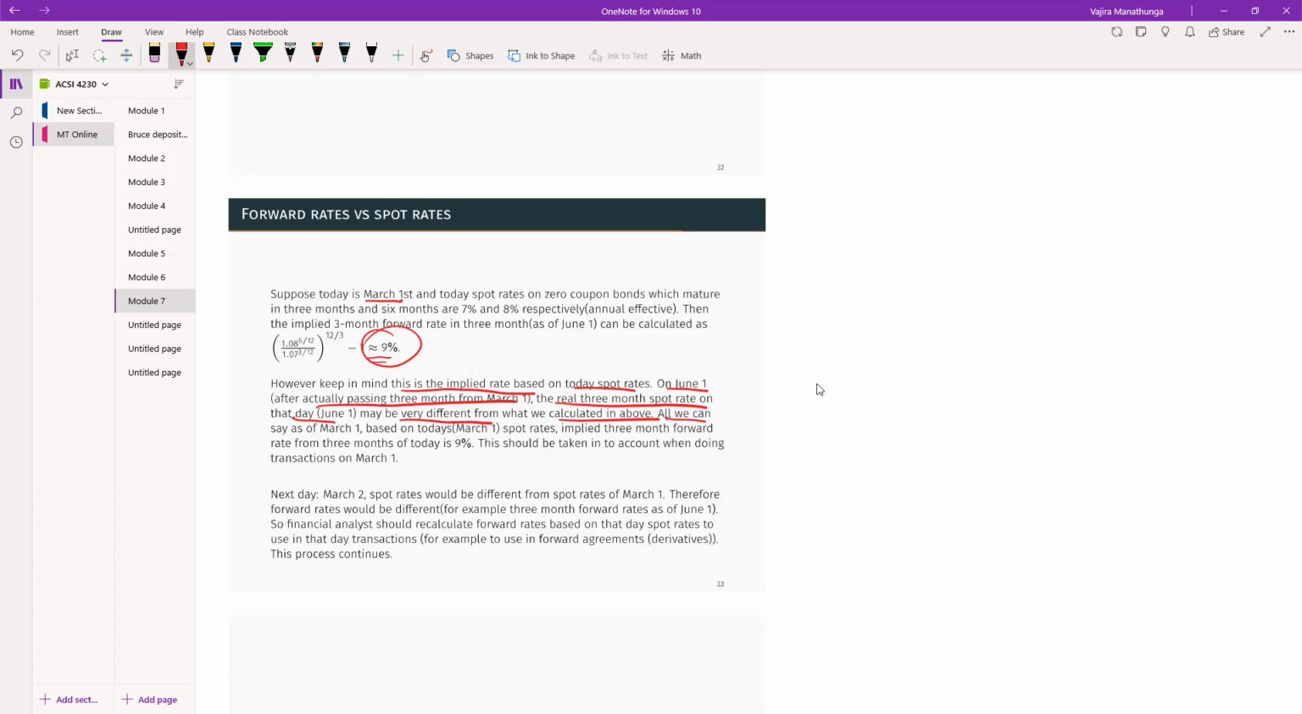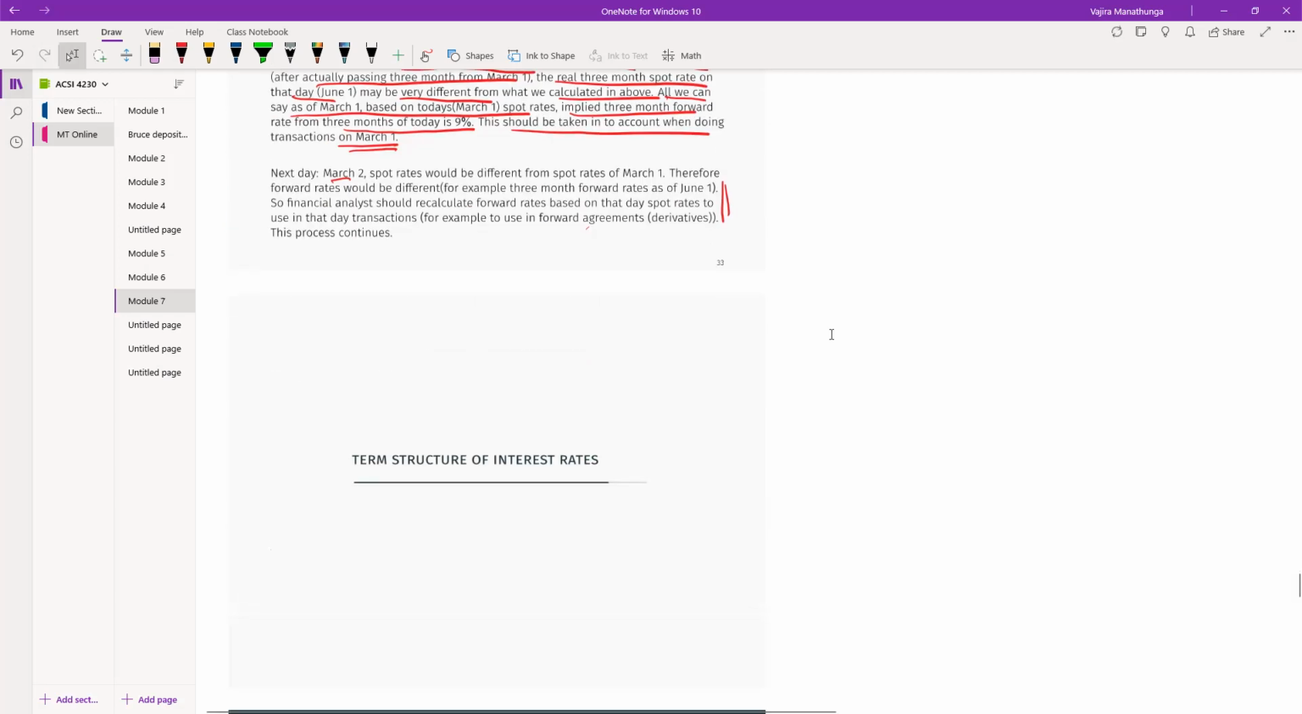So all we can say as of March 1, based on today's spot rate, is that the implied 3-month forward rate from 3 months of today is 9%. This should be taken into account when doing a transaction on March 1st. Okay. So if you have financial instruments which need that rate, then yes, you use that one. But when you go to the next day, March 2, you recalculate all those rates because now the market has changed from yesterday to today, so you have different types of rates.